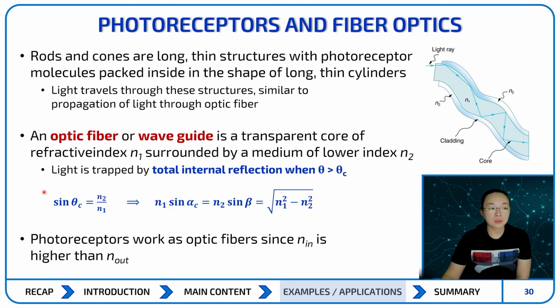We won't talk too much about this because it's outside the requirements for this course, but essentially you have a critical angle that's reached for total internal reflection, and that allows your light ray to be trapped and to bounce within the cable without escaping the fiber optic. So photoreceptors, as an analogy, can work as optic fibers since the internal refractive index is higher than the external refractive index.